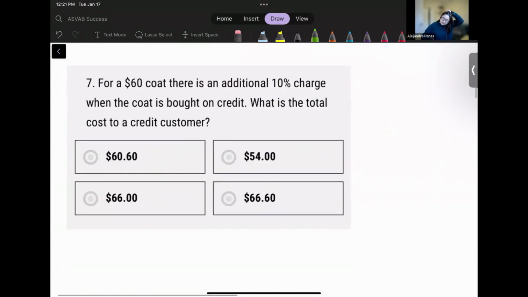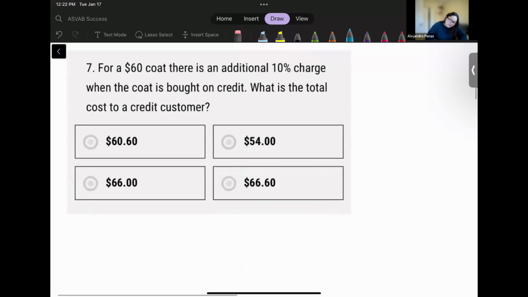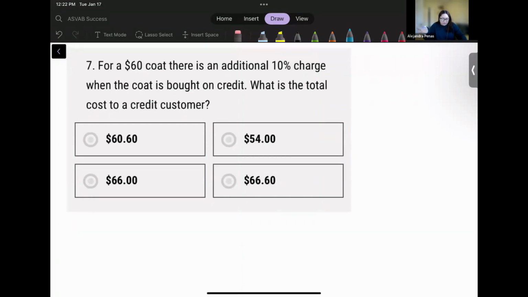All right, for our next one, we have that for $60, there is an additional 10% charge when the coat is bought on credit. What is the total cost to a credit customer? So they're going to add on the 10% for the $60 coat. So we're going to have another percent problem. So we're going to, again, use the part over whole proportion. The total cost was $60, so that's going to be your whole.